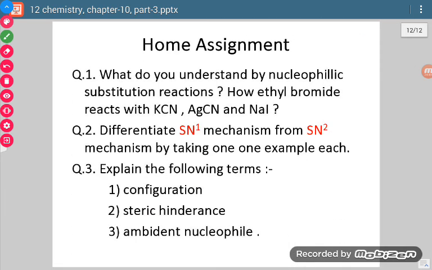Okay, so this was all about our mechanisms of nucleophilic substitution reactions. So you have to solve these home assignments on the basis of these two mechanisms.